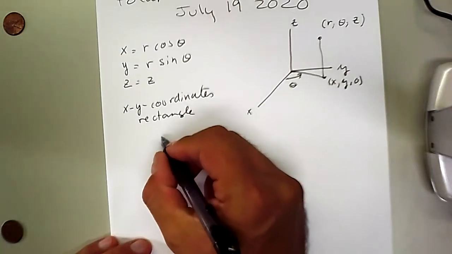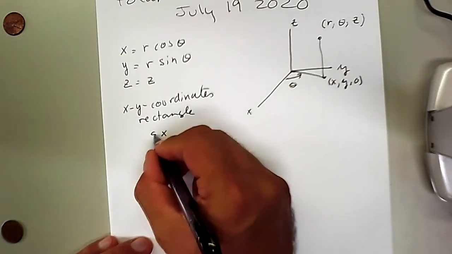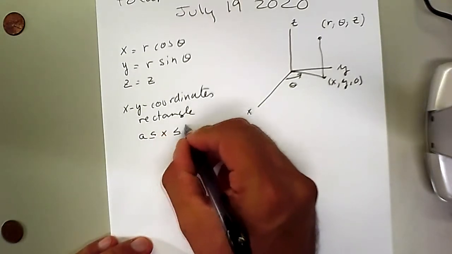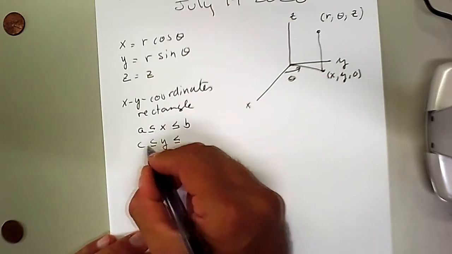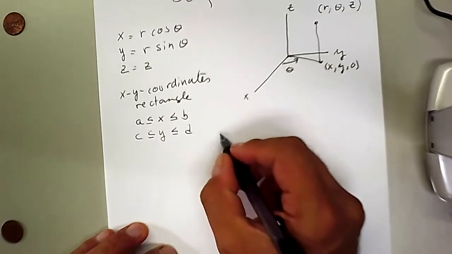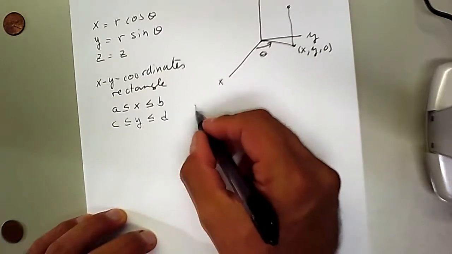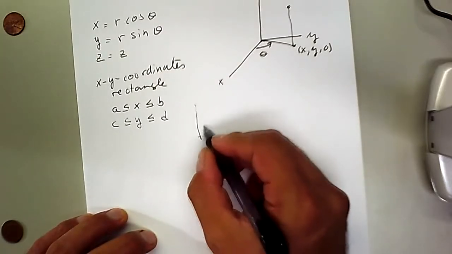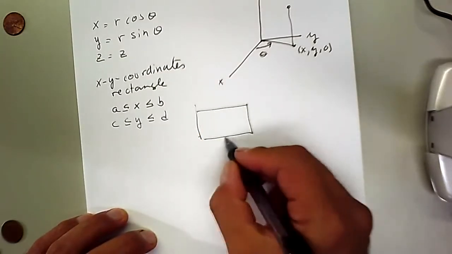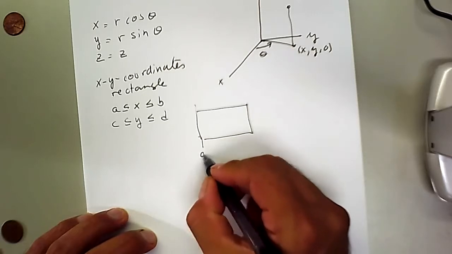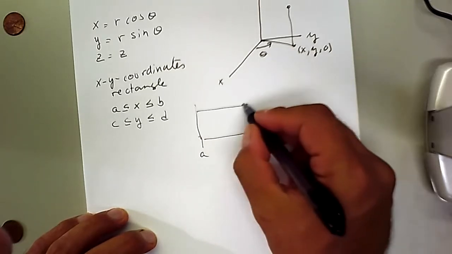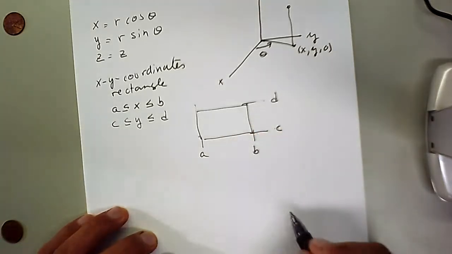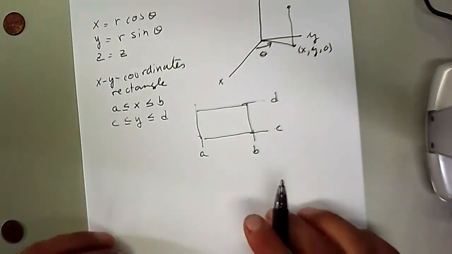So x will be between a and b, for instance, where a and b are fixed, and y is between c and d. And so a rectangle in xy coordinates will look like this, where x can go from a to b, and y can go from c to d. So this looks like a regular rectangle as we know it.